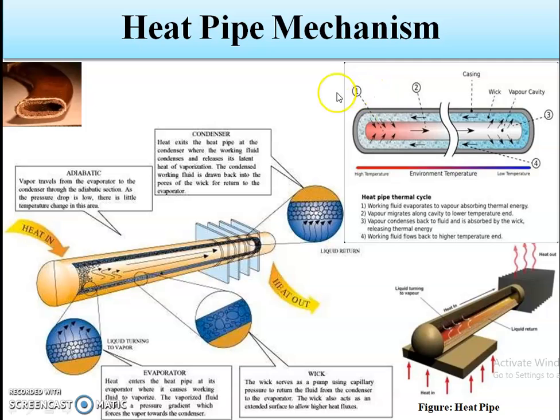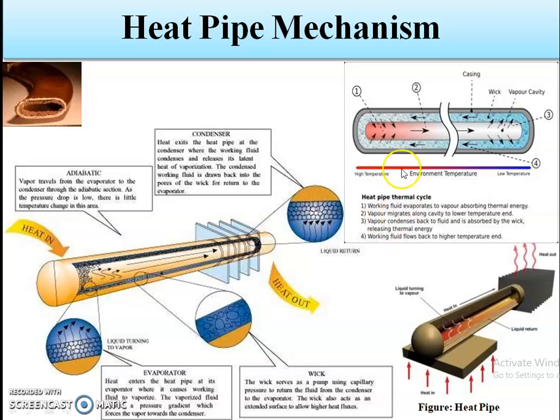From that figure we can study the heat pipe mechanism in detail. The heat pipe mechanism is used for various applications. In the heat pipe thermal cycle, in process 1, the working fluid is evaporated, absorbing thermal energy. The evaporator absorbs the thermal energy in process 1.